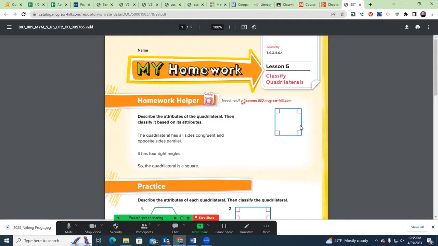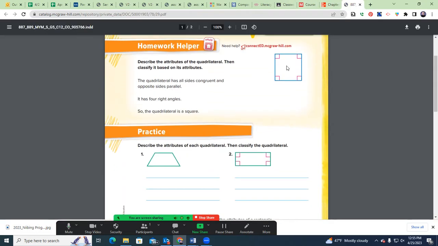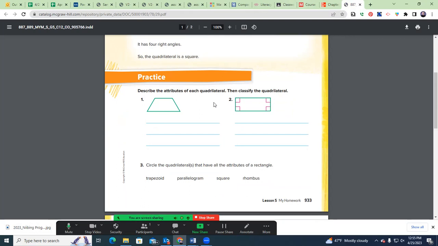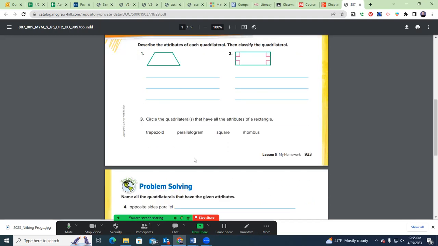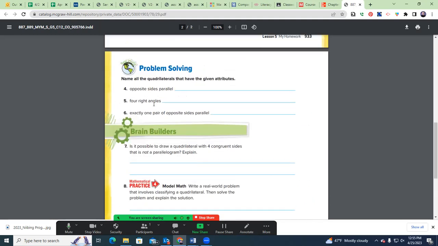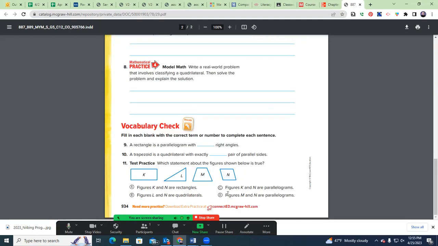So let's look at the assignment here. I'm going to give you a reminder. You can always use the first part of this paper. I would even suggest that maybe when you're done, you cut out part of 9:29 and tape it or glue it into your notebook. And here you're going to write the attributes and then classify it. Name all the quadrilaterals that have the given attributes. Then looking at 9:29, between trapezoid, parallelogram, rhombus, square, and rectangle. And your vocab check.